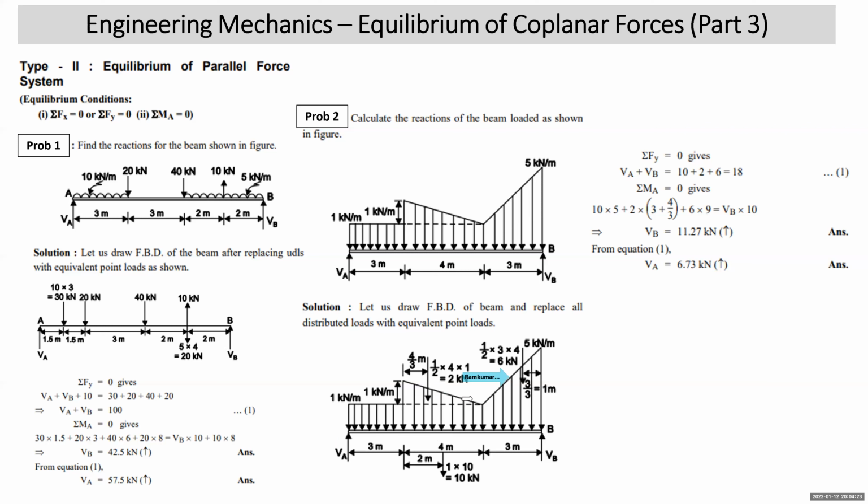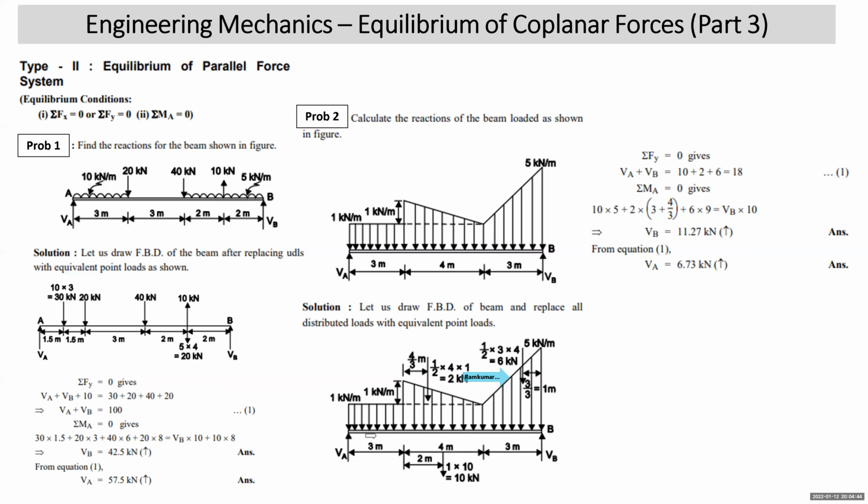Then this 6 kilonewton will also give clockwise moment. What is that? This equivalent point load is 6, down on the right side, and will give clockwise moment. The distance is going to be 3 plus 4, 7. 7 plus 3, 10. 10 minus 1, 9. So 6 into 9 is giving you clockwise moment. VB into 10 will give anti-clockwise.